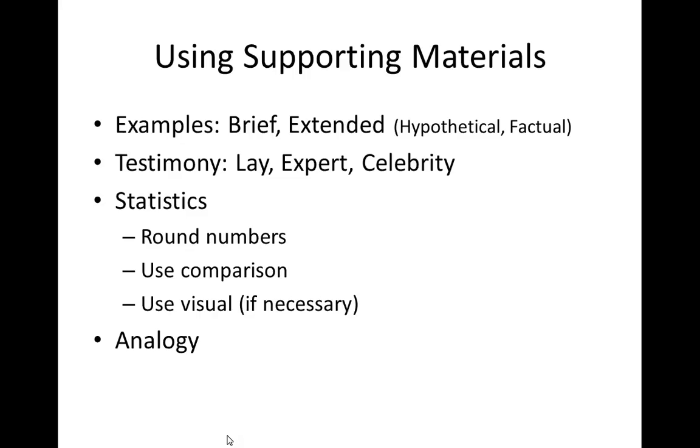Now, after you've generated your points, you want to use the appropriate supporting materials. And these are the most common types. First, we have examples. There's the brief example, which is a short example. You should eat lots of fruits like apples, oranges, grapes. Then we also have the extended example, which is more like a story. Now, the extended could be hypothetical, which means it didn't really happen, or it could be factual.